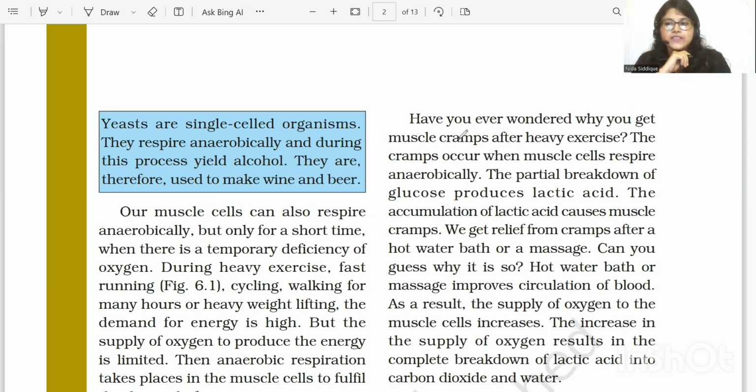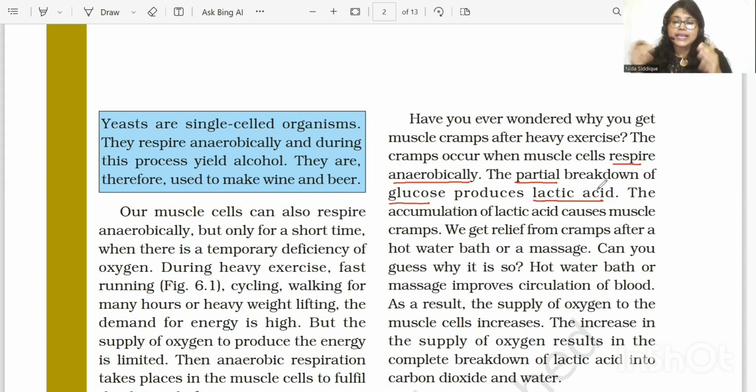You all must have observed that whenever we are running or whenever we are doing heavy exercise, उसके बाद हमारे muscles में थोड़ा सा cramp feel होता है, right? You all must have observed that there is some certain kind of pain in our muscles. So this cramp usually occurs because our muscle cells have respired anaerobically. And जब हमारे जो muscle cells में anaerobic respiration होता है, तो जो glucose है, वो partially break down होता है. Partially मतलब complete breakdown नहीं हुआ है glucose का. And ये जो incomplete breakdown है glucose का, इसके वजह से lactic acid produce हुआ.